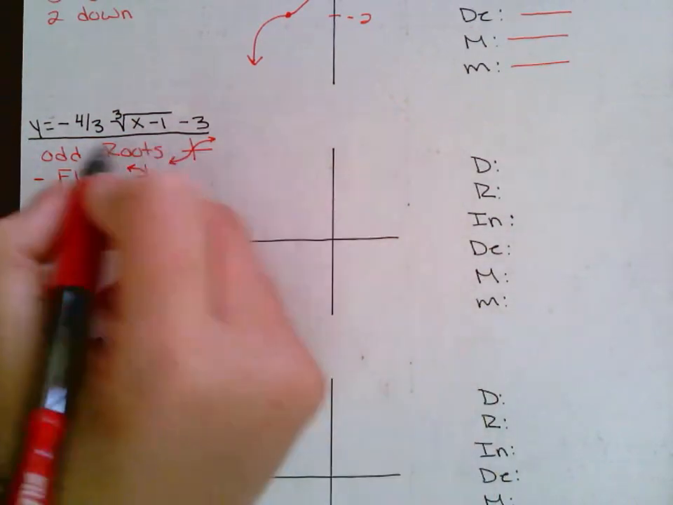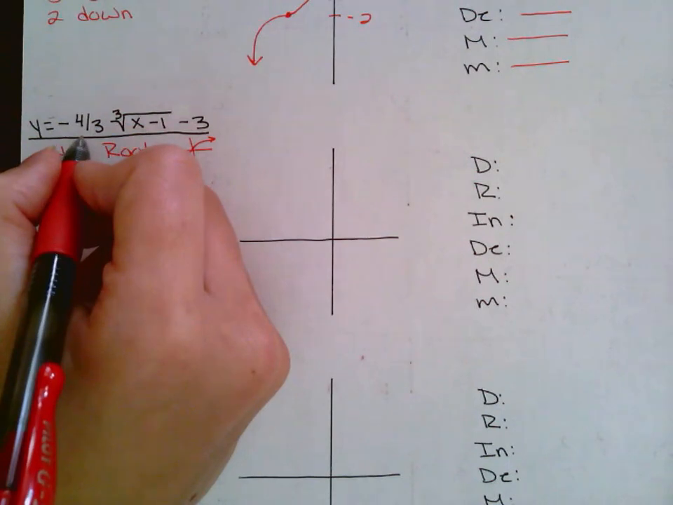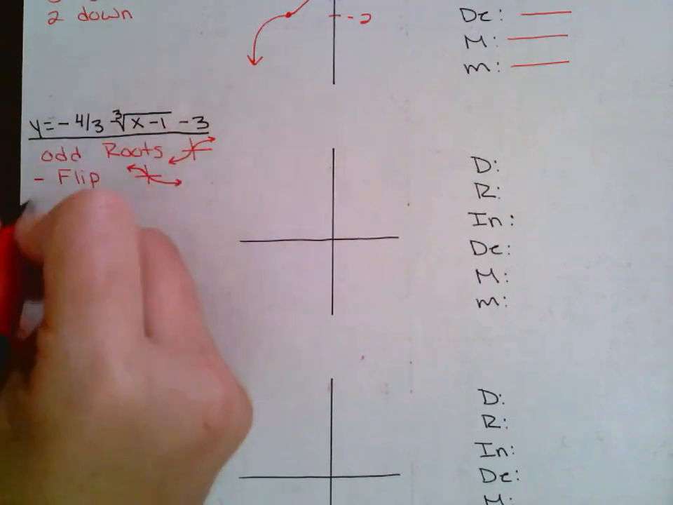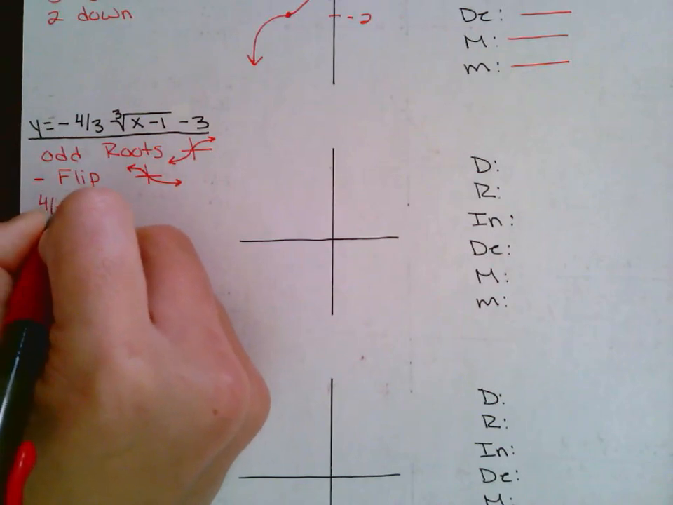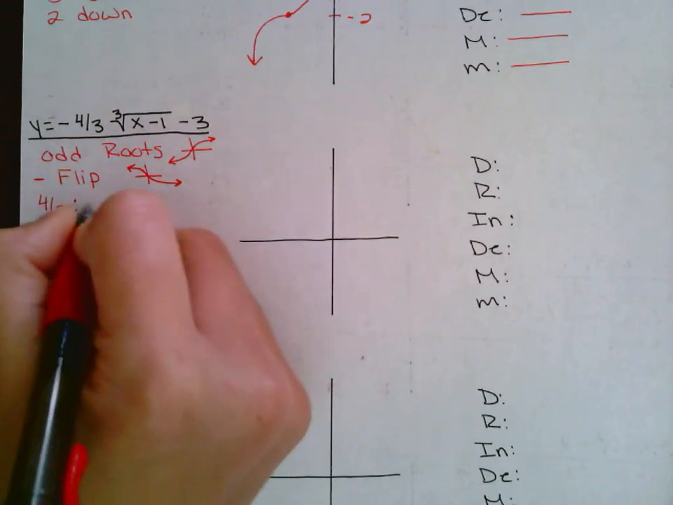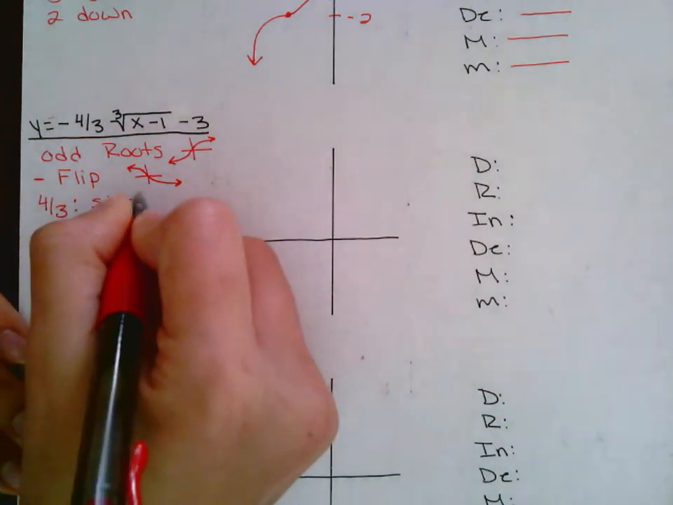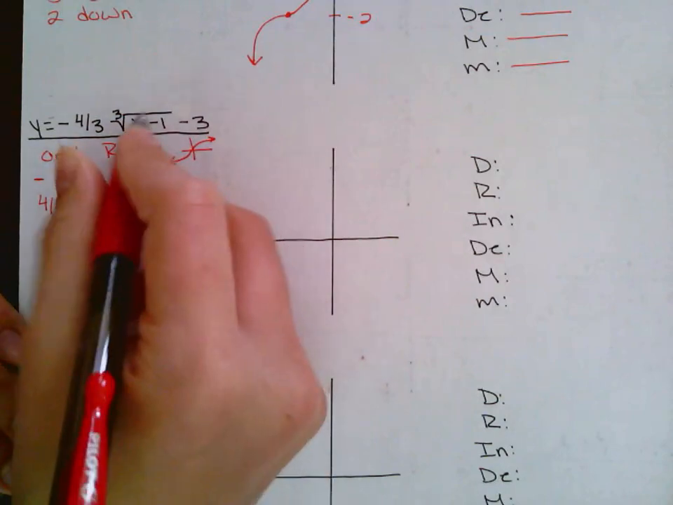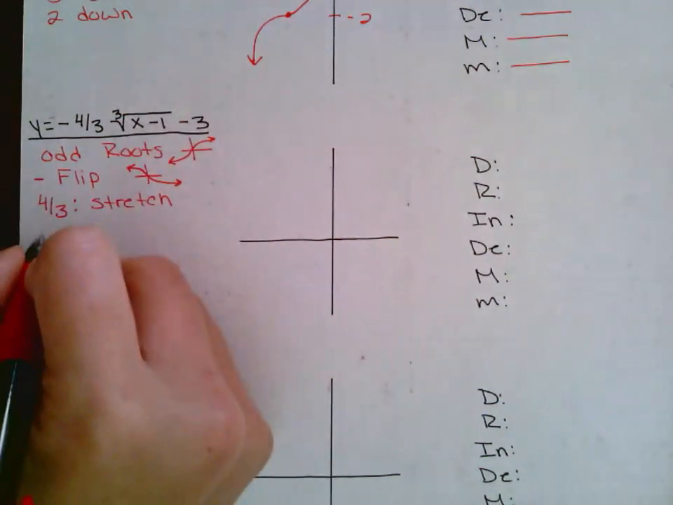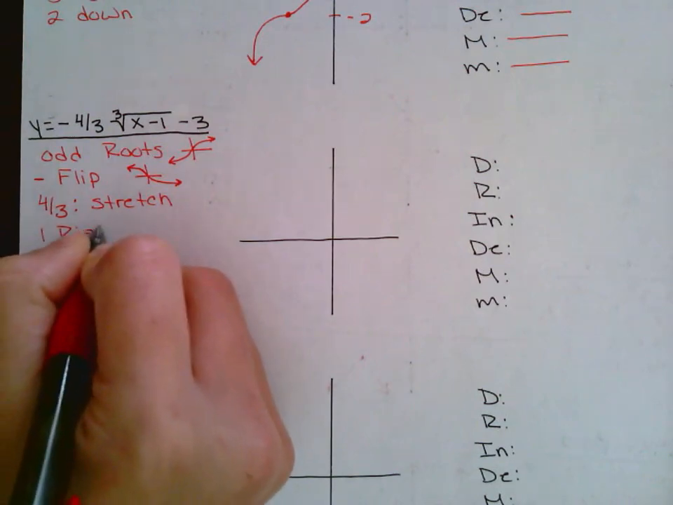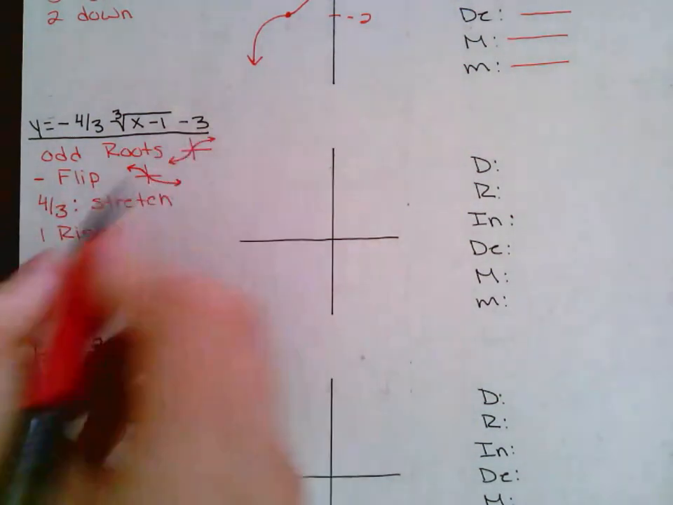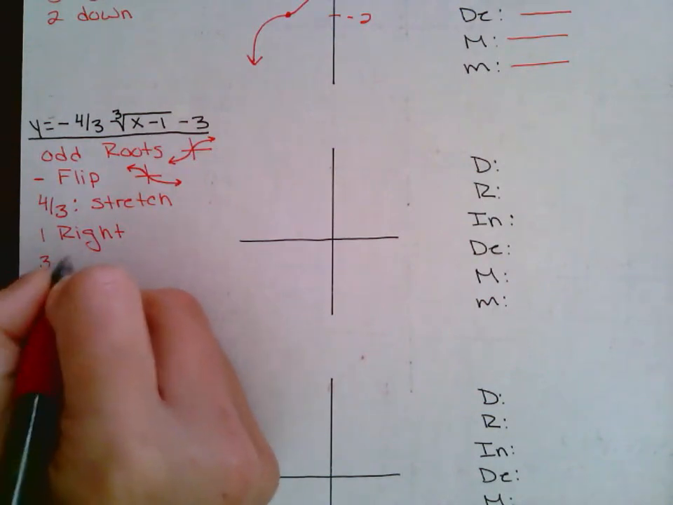All right? That 4/3, be careful, that is a number greater than 1. So although it's a fraction, this is a stretch. 4/3 is greater than 1. All right, that minus 1 on the inside, side to side, opposite the sign. So it's going to go 1 to the right. And that minus 3 on the outside means that it's going to go 3 down.